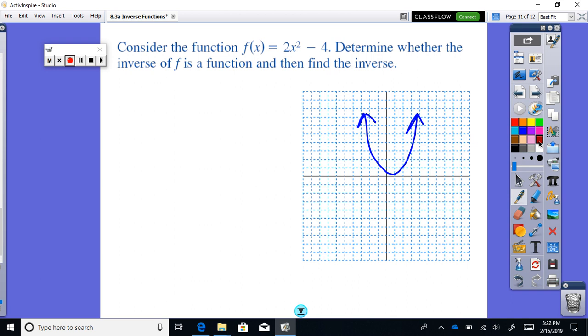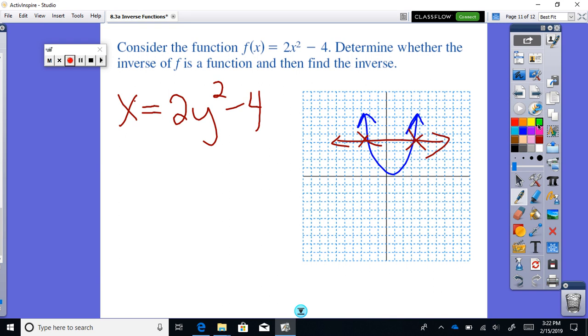If I think about the horizontal line test, because the vertical line test tells me that the original is a function, but the horizontal line test, since it crosses twice, tells me that the inverse is not a function, and it's not a function unless I restrict the domain because it's squared. So if you switch the x and y, then you can find the inverse, and you'll see why you can't have negatives.